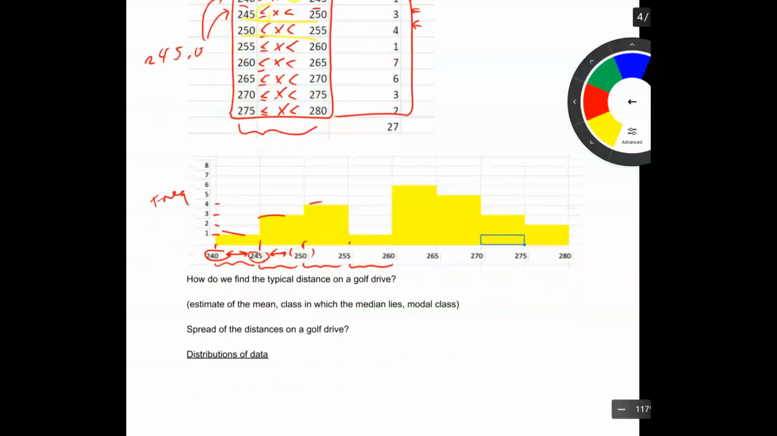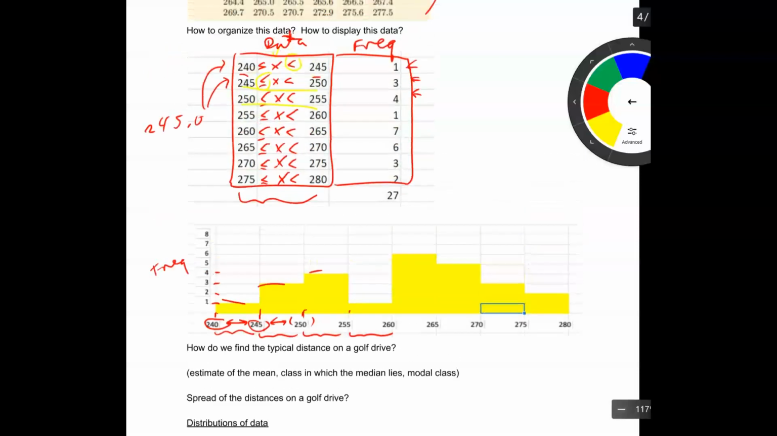Okay. How do we find the typical distance on a golf drive? Well, again, mean, median, mode. The only tricky thing is, let's say that we're going to put this in the calculator. If we were going to put this in the calculator, what do we put into list 1? Because list 1, normally we put the data. Before we put 2 peas in the pod, 3 peas in the pod. This time we have intervals. So what the heck are we going to put into list 1?